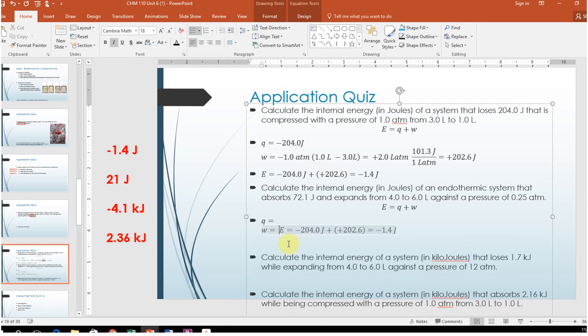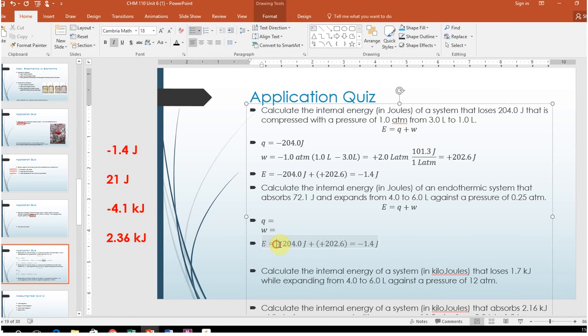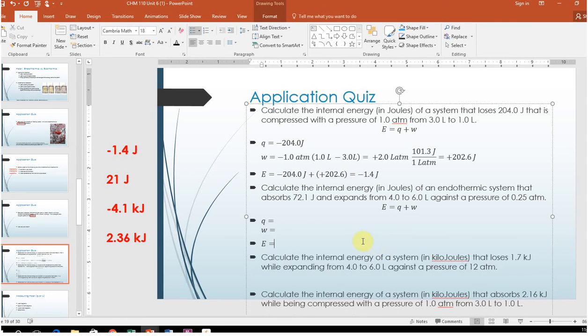There we go. Okay, and then we can really evaluate all of this. Okay, so here we have Q. Calculate the internal energy in joules, so it tells us our unit, of an endothermic system that absorbs 72.1 joules. So it's telling us our heat here. It's telling us it absorbs, or that it's endothermic. Either way, it means it's going to be positive. So we know that this is 72.1 joules, okay?